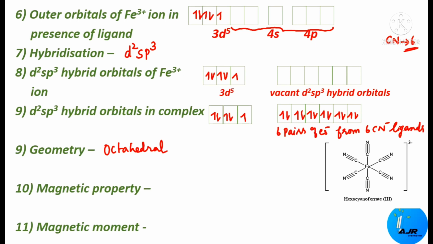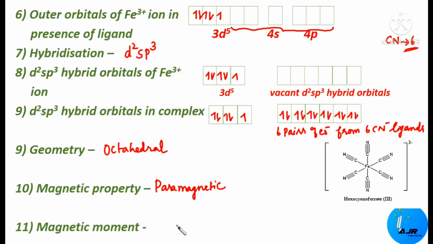Next comes the magnetic property. After forming the complex, we should check the orbitals for any unpaired electrons. Here, after forming the complex, we have one unpaired electron. Since it has one unpaired electron, it is paramagnetic in nature. If all the electrons are paired up, then it will be diamagnetic. Since it has one unpaired electron, it is paramagnetic. Understood, students?